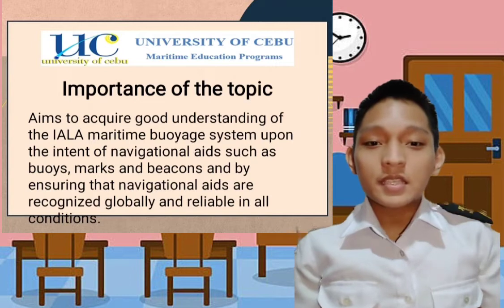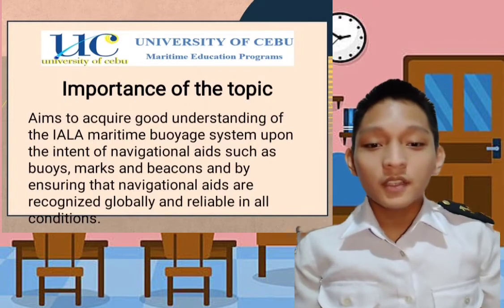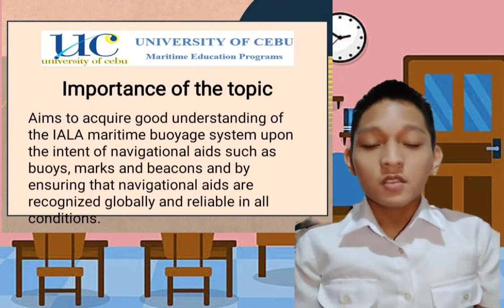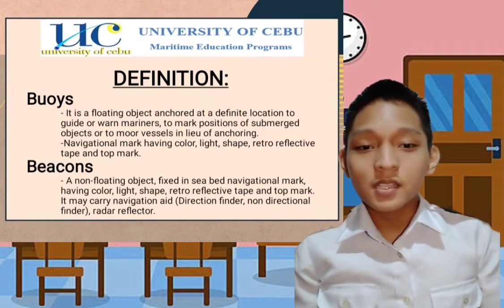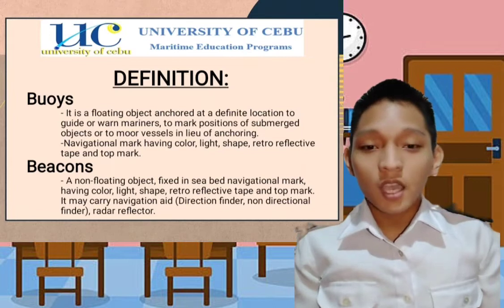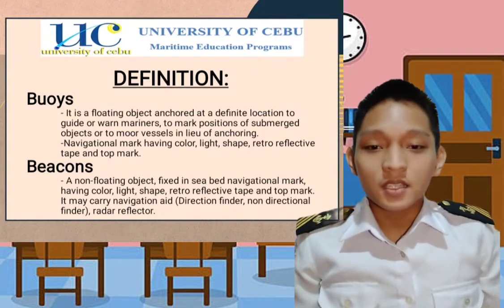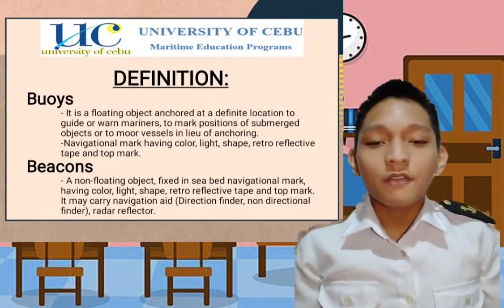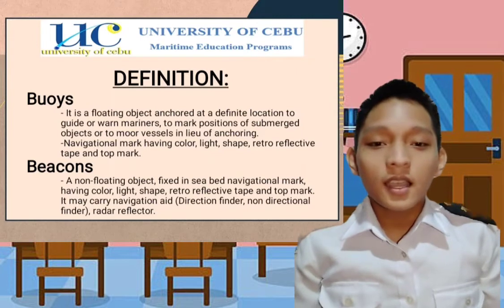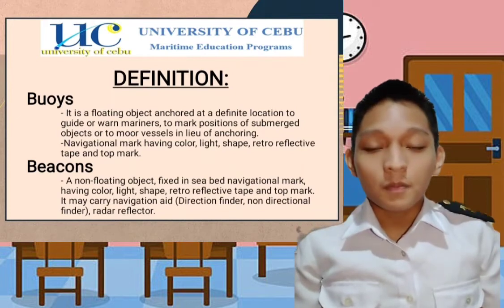So before we determine the different navigational buoys, marks, and beacons, let us know the definitions and the differences between buoys and beacons. Basically, a buoy is a floating object which is anchored at a definite location in order to guide or warn mariners, to mark positions of submerged objects, or to moor vessels in lieu of anchoring. This navigational mark has color, light, shape, retroreflective tape, and also top marks.